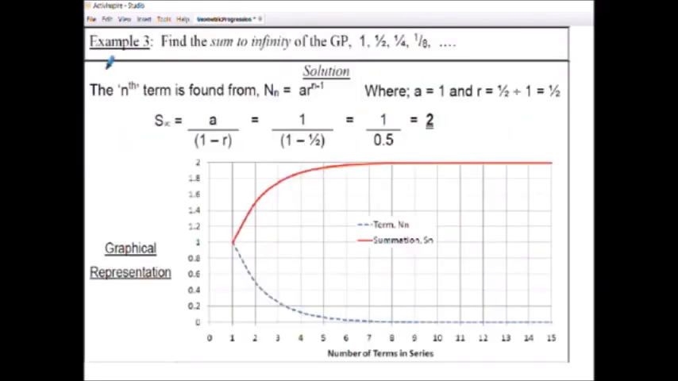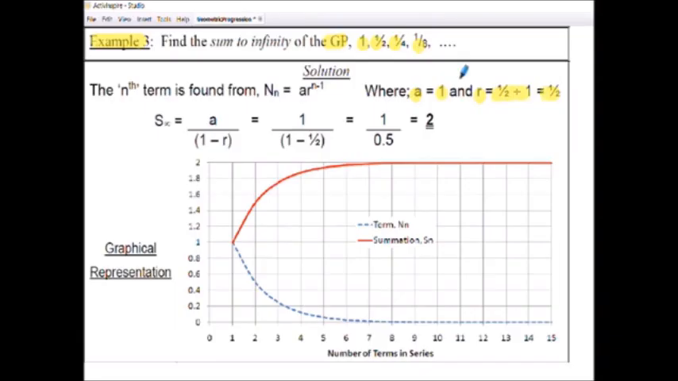Here's an example of using the sum to infinity equation. Example 3 shows a series of 1, a half, a quarter, and an eighth, and so it goes on. In other words, each term there is multiplied by a half. The a in this case is equal to 1, the r is equal to the second term divided by the first term, so half divided by 1 is a half. So each term is multiplied by a half to get the next term.